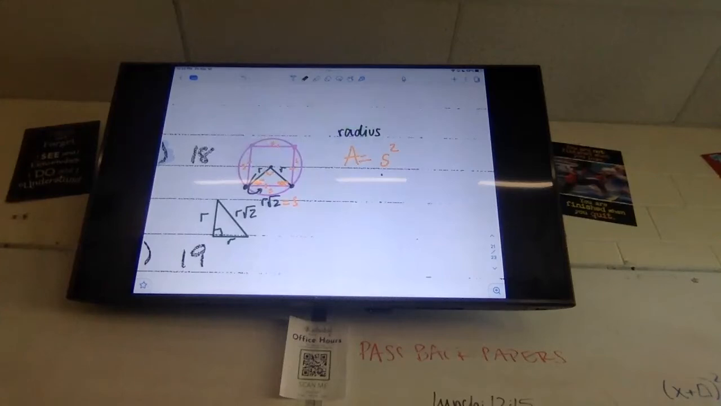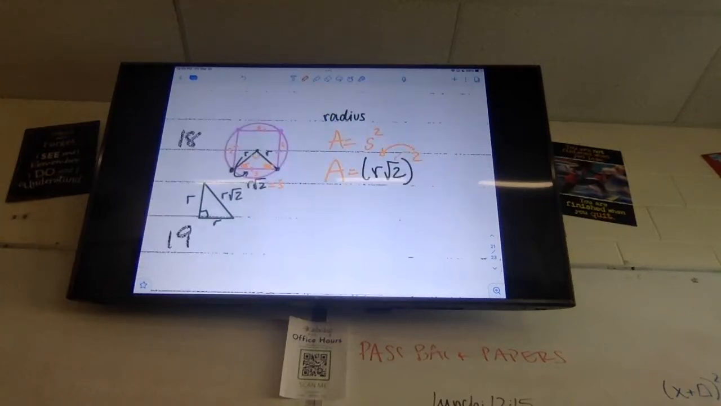So my area is going to be R root 2 squared. Area of that square is the same thing as R root 2 squared. And we could square that. We could square R, we could square R root 2. Area equals 2R squared. And I don't know what my units are. It'll be units squared.